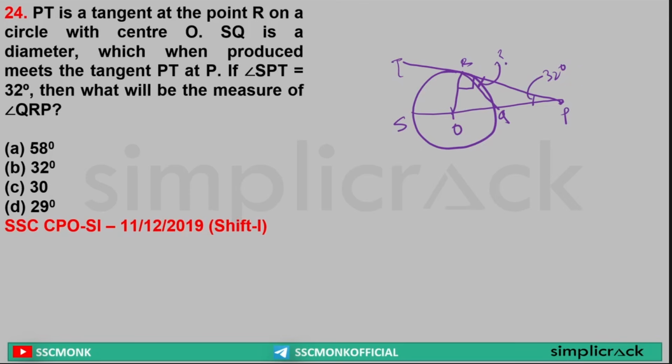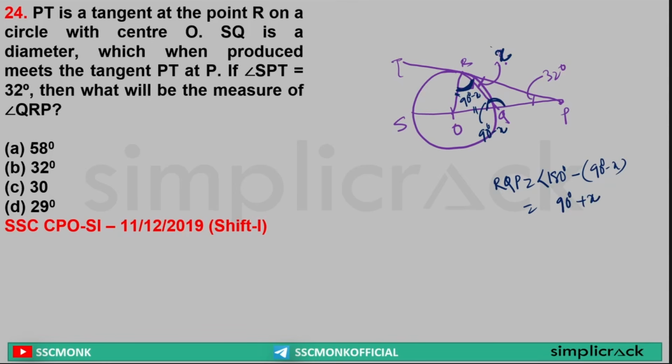Let me change the color and write it properly so that it will be easier for you to understand everything. So let's say this particular angle is equal to X. That means this particular angle will be 90 degree minus X. Now sir, this is also a radius, this is also a radius, so this is also 90 degree minus X. Now you have told us the total angle is 180 degree. So RQP is equal to 180 degree minus 90 degree minus X, which is 90 degree plus X.